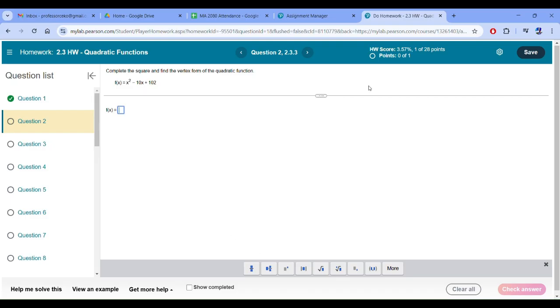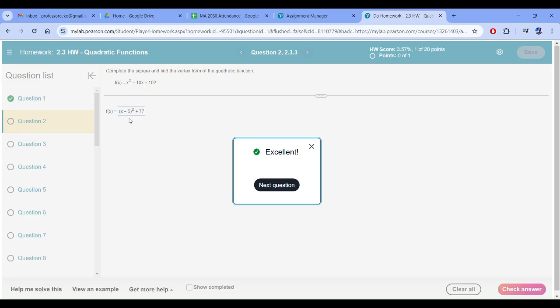So let's try this as x minus 5 squared, and then 25. 102 minus 25 is 77. So then that should be plus 77.